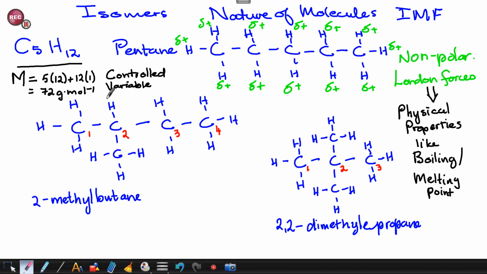So all 3 molecules will have the same molar mass, but they don't have the same melting and boiling points. So what does it mean? It means that the London forces don't have the same strength. So who will have the stronger London forces? You say the 2,2-dimethyl propane. Yeah. Why?